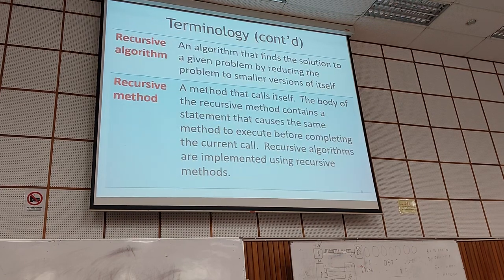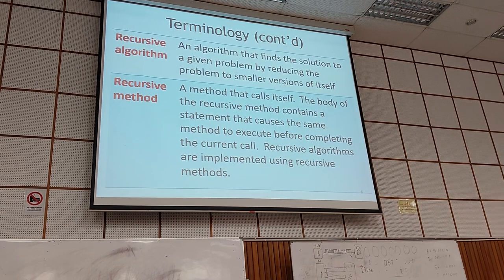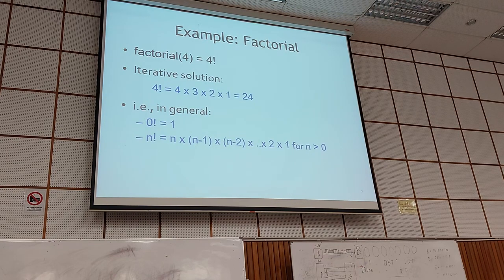Then we have the algorithm, which describes the smaller version of itself. Then we have the recursive method. A method, just like add, remove. Remember, we learned add, remove from your ADT collections. Similarly, here we also have the recursive method. This is where we write the algorithm to implement the method.